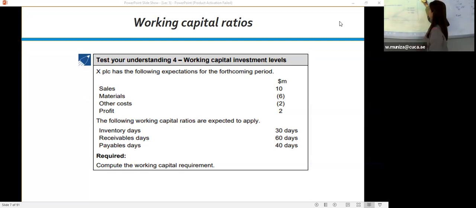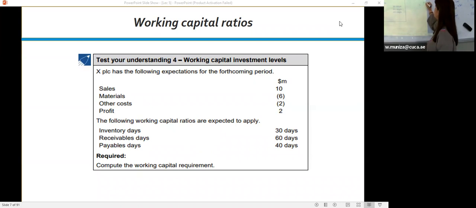For inventory balance, what is the formula? Can anyone tell me? Inventory days divided by 365, multiplied by cost of sales. Okay, then we have to calculate. First calculate this one.